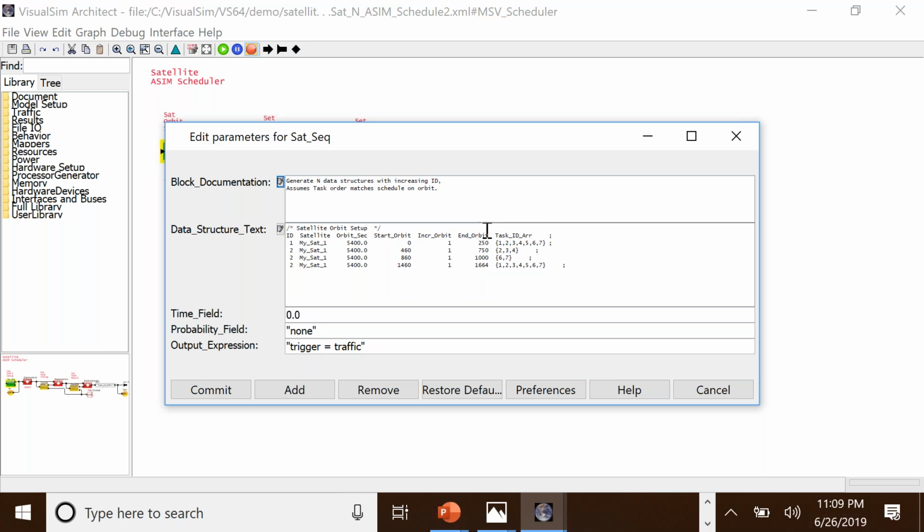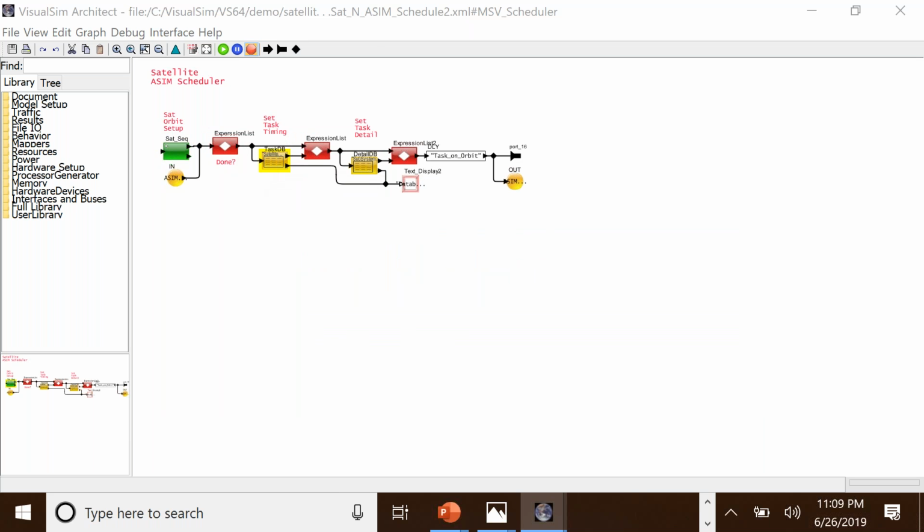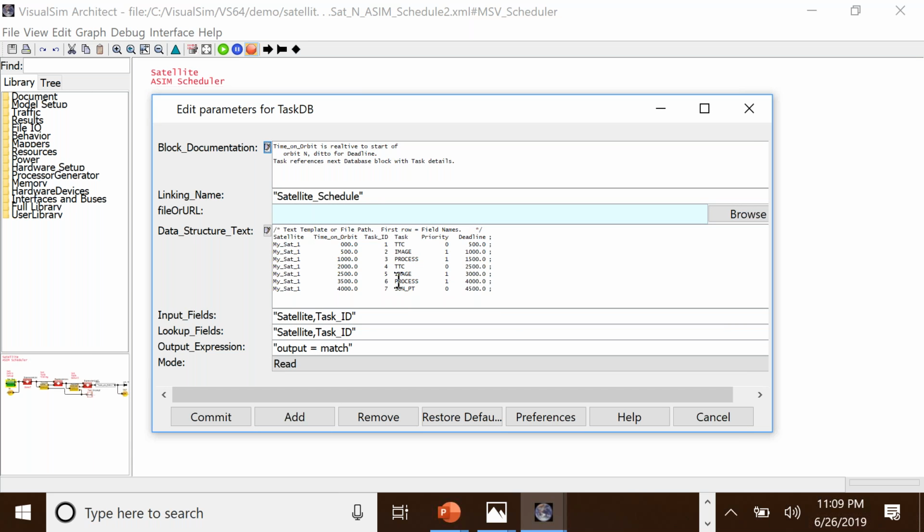So for example, I have 0 to 250. You can see all the task IDs over here. And each one of these orbits has a different set of tasks. Over here, you see the latency to complete each of the tasks, the maximum time it can take to complete each one of the tasks.